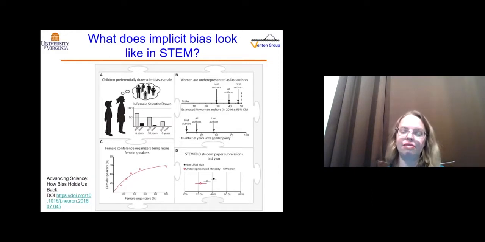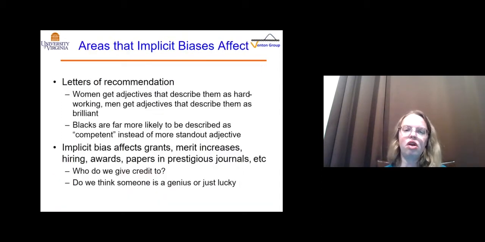And then this is STEM PhD student paper submissions. And so you can see that underrepresented minorities typically have fewer papers than non-underrepresented minorities, and the men have more than the women. And so again, there are these biases that kind of grow up, and then all of a sudden you're 1 or 2 papers behind in graduate school, and that doesn't sound like a lot, but it's huge, right, if you only publish 3 or 4. And it goes on to then make people not have the right resume, so then they don't get hired, et cetera, et cetera. So, here are some of the areas that are known that implicit biases affect.